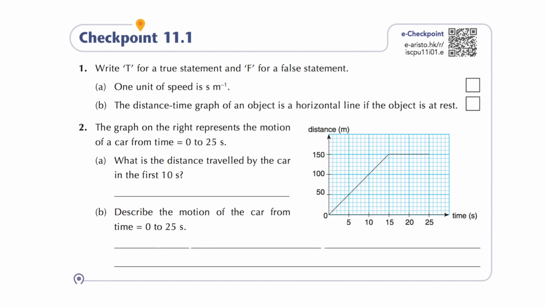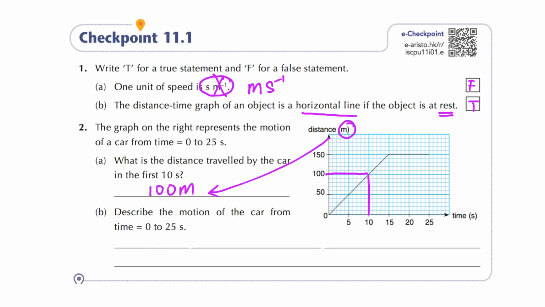So checkpoint, have a look right here. First one, 1A, the unit of speed is s meter per second. So this one should be wrong, because it should be meter per second. So this one is false. The distance time graph of an object is a horizontal line, the object is at rest. This is correct, just as we mentioned already. So right here, what is the distance traveled by a car in the first 10 seconds? In the first 10 seconds, it goes around 100 meter. Remember the unit, very important.